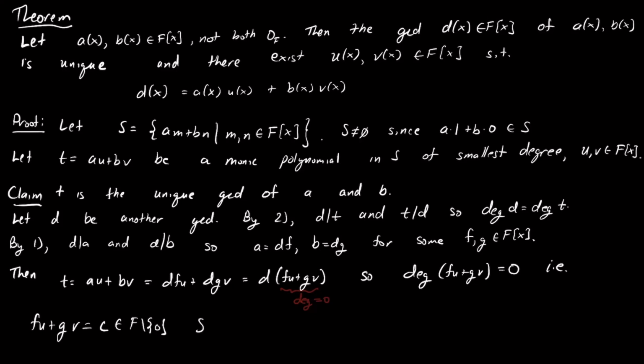And now the idea is since D and T are monic, their leading coefficients have to be 1, so that means the constant C is going to have to be 1, because if I were to take D and multiply it by a scalar that's not 1, T would no longer be monic. Since D and T are monic, we have that C is equal to 1. In other words, T is equal to D. Okay, and that finishes the proof of uniqueness.